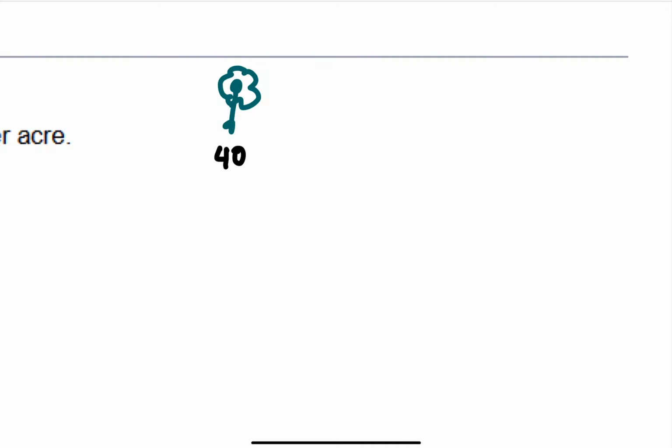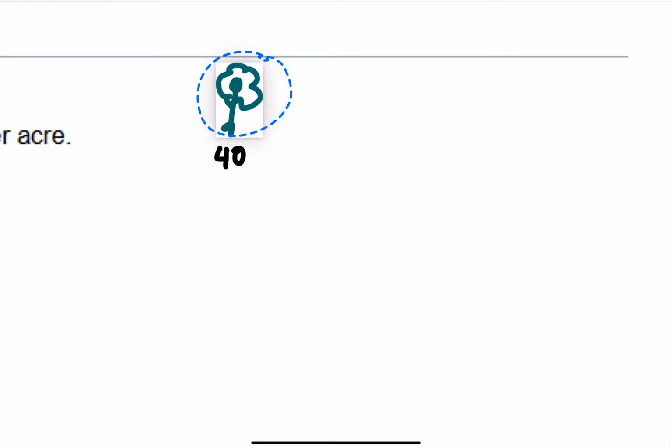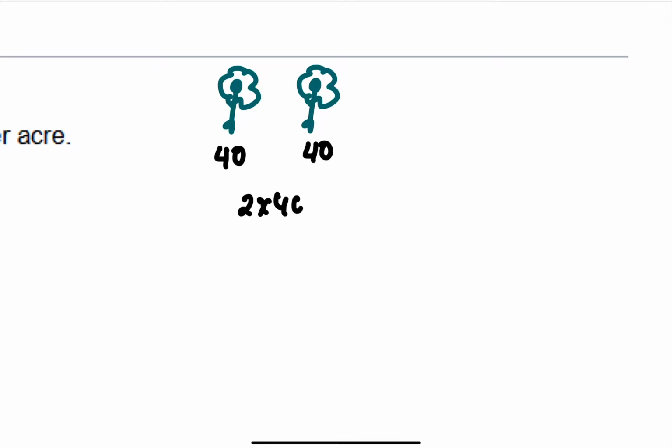If I have another tree, all I'm going to do is copy this one and paste it here. So if I have two trees, I'm going to have two 40s. So 2 times 40. If I have another tree, I will have 3 times 40.